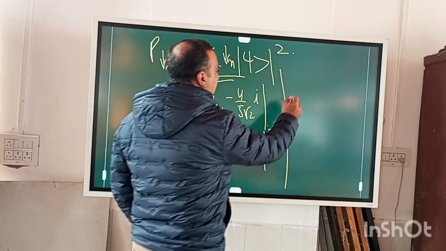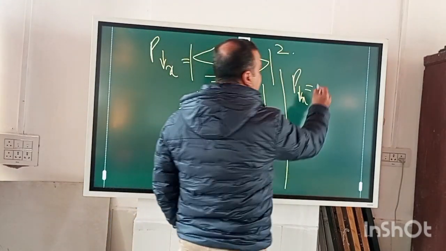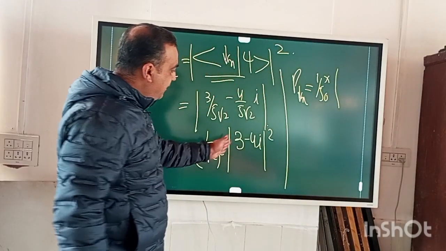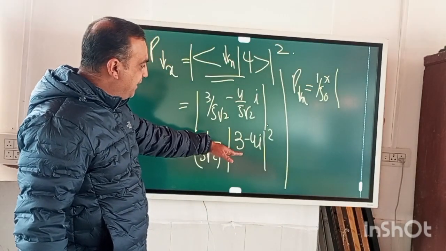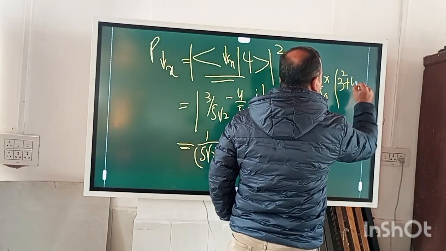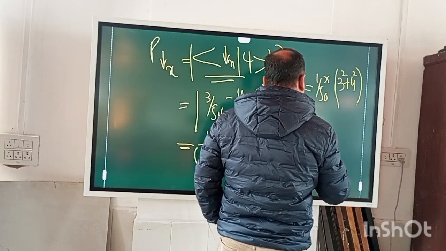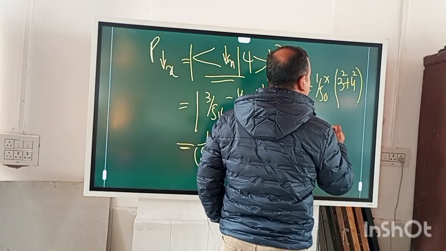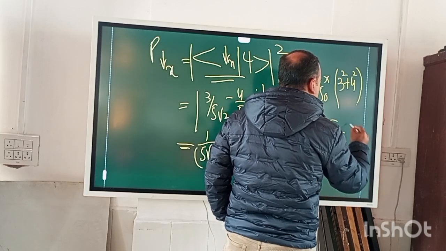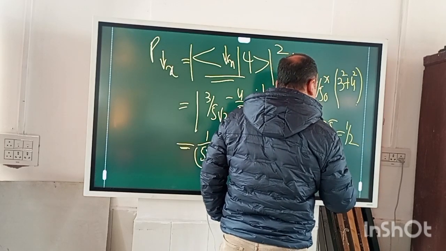So the probability of getting spin down on x will be 1 by 50 times, and here again you will have the complex conjugate, and the result will be 3 squared plus 4 squared. So P spin down is 25 by 50, and this is going to be equal to 1 by 2. So P down x is 0.5.